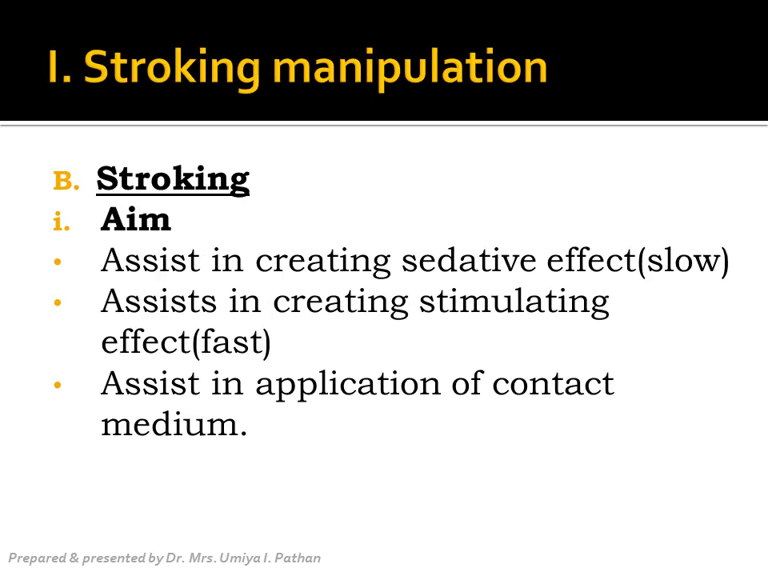Now, the second type in stroking manipulation is stroking. We will see what the aims behind giving stroking are. First, it helps to create a sedative effect if we give slow stroking. If we give fast stroking, it helps to create a stimulating effect. Also, it helps in application of contact medium.